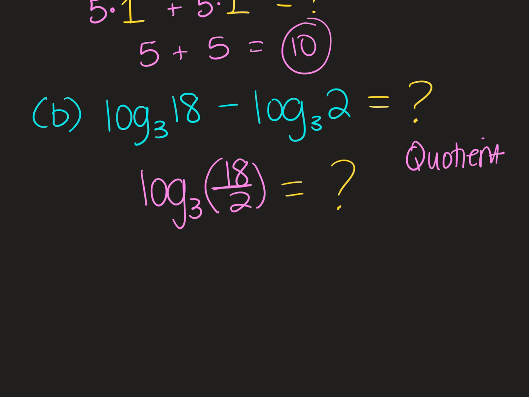Yeah? So we couldn't use the product property if we were subtracting? Right. Yep. Quotient for when you're subtracting, product for when you're adding. Yep. Good question. So this becomes log base 3 of 18 divided by 2. It's 9, right? And I want to know what that is.